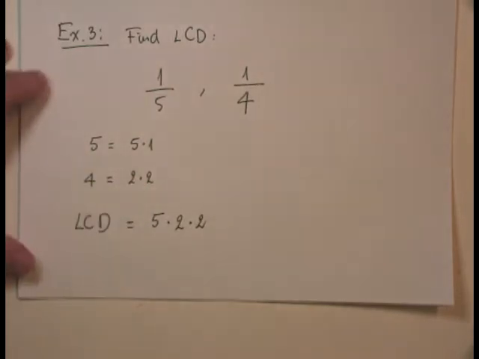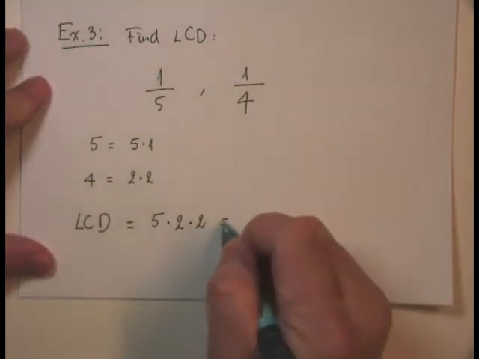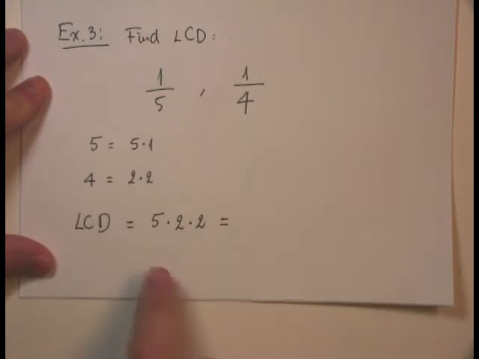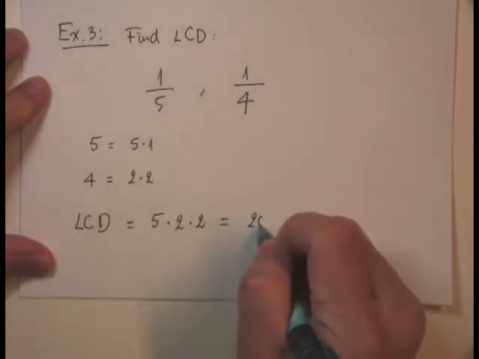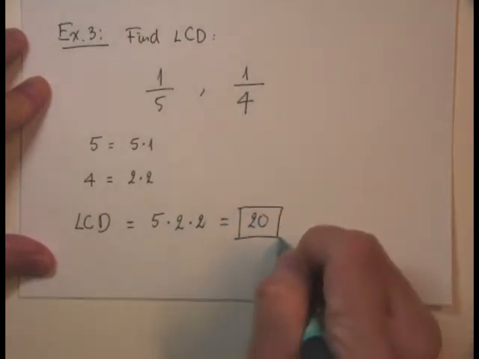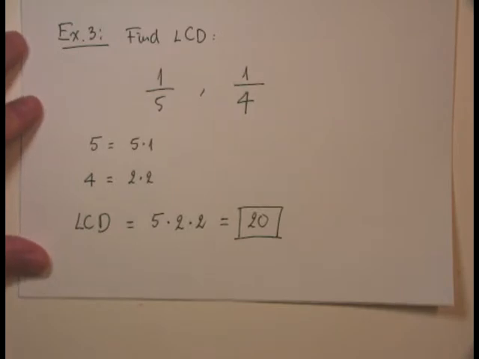So to finalize, my LCD would be equal to 5 times 2 times 2, those prime factors that I put on the list here. Now I just simply multiply them together. So 5 times 2 times 2 equals 20. So 20 would be my LCD in example number 3.